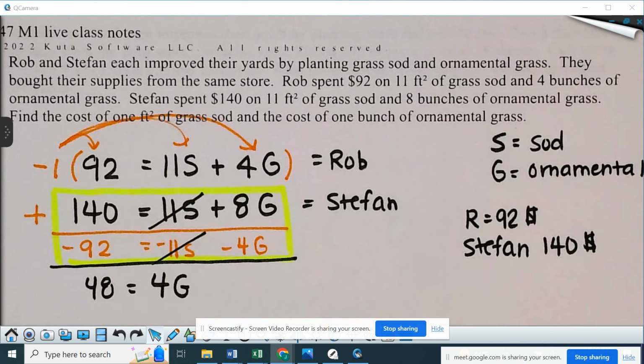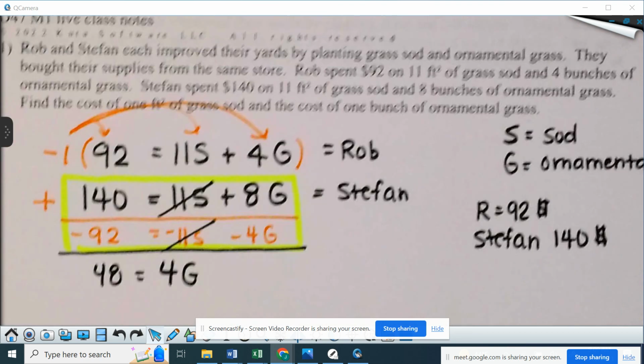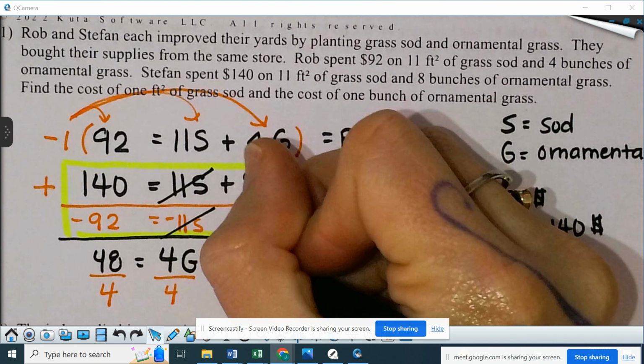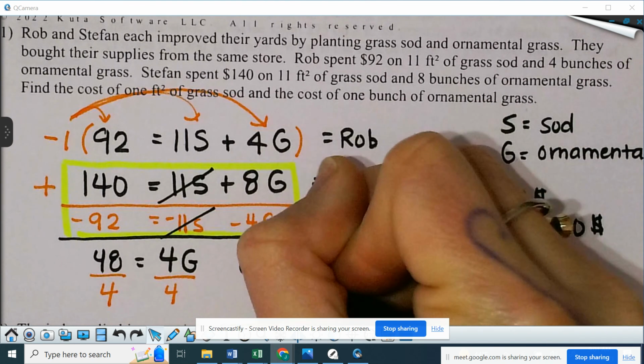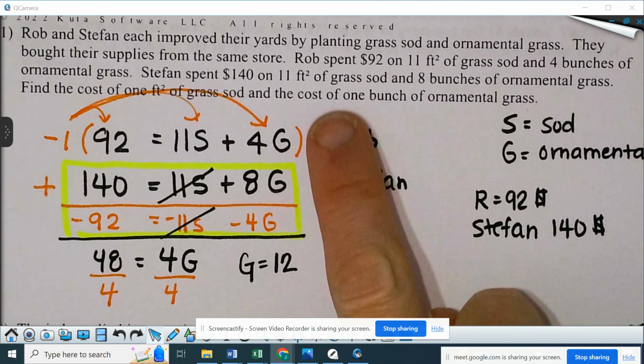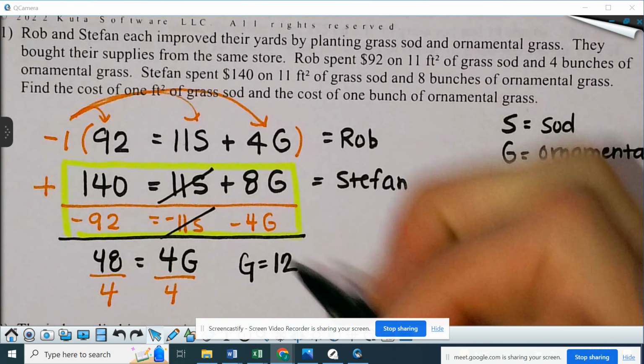Now we want to solve for g. That's 4 times g. So what's the inverse operation of times g? How would I get g by itself? Yeah, we're going to divide by 4. Perfect. 48 divided by 4 is going to be 12. So g equals 12. What is the cost of 1 bunch of ornamental grass? $12. So that one we've answered.